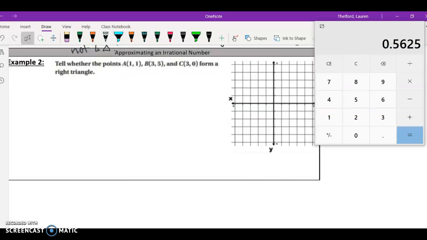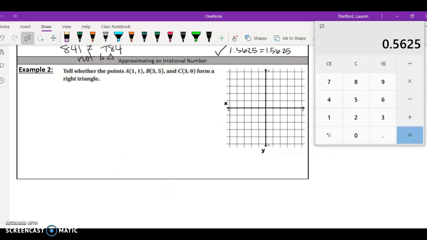All right, example 2. Tell whether the points form a right triangle. So first we need to graph it. I don't know if they'll provide a graph on your homework. If they don't, just use your piece of notebook paper and you can graph it out. But you are going to first plot your points.